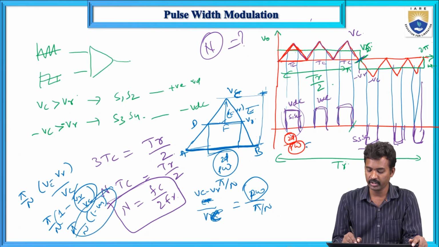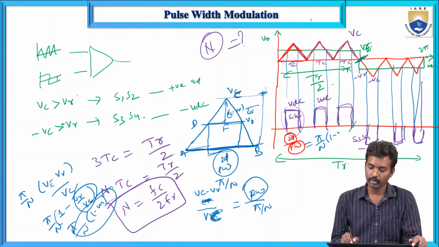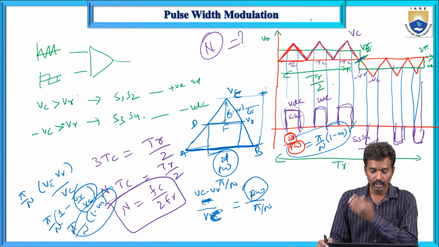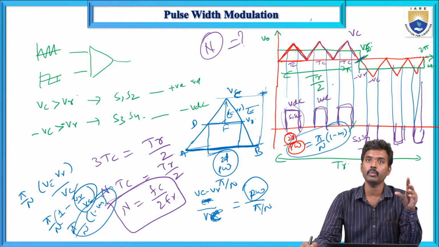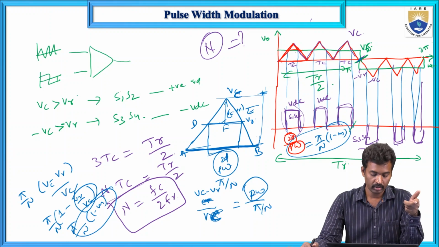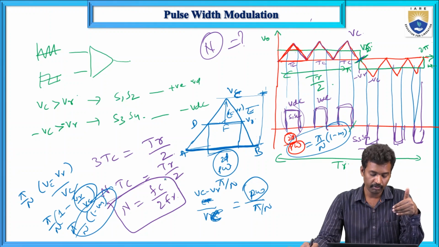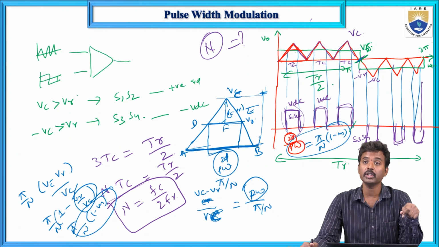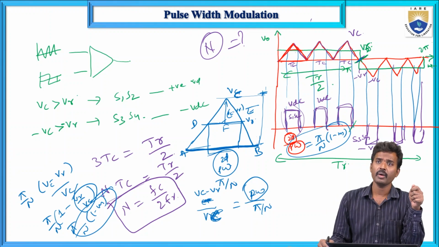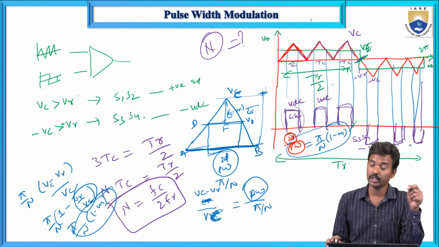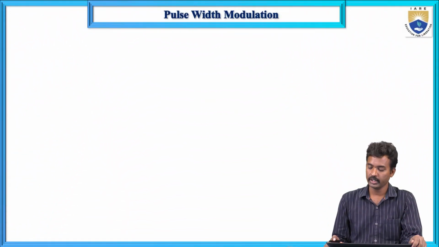So this complete pulse width equals pi by n times 1 minus m, where m is the modulation index. Now another thing is how to get the multiple pulse modulation technique, and the possible number of pulses in half cycle is n equals fc by fr into 2. The pulse width equals pi by n into 1 minus m, where n is the number of pulses.